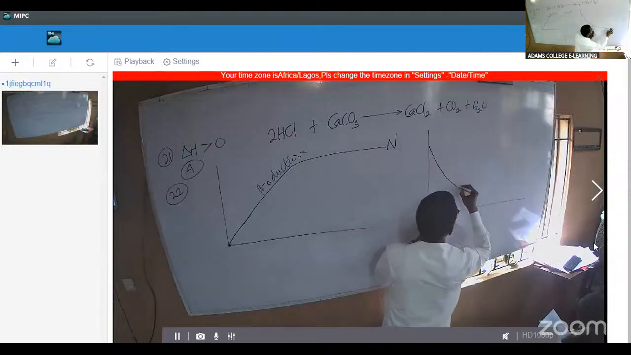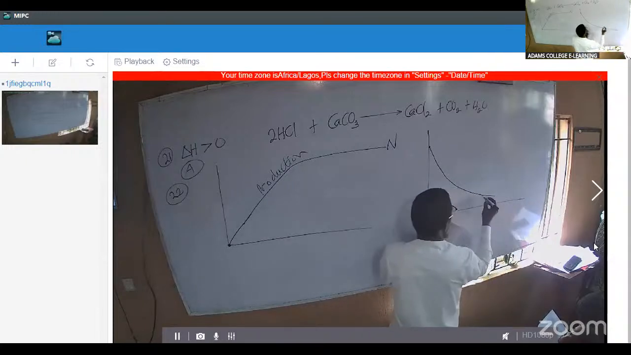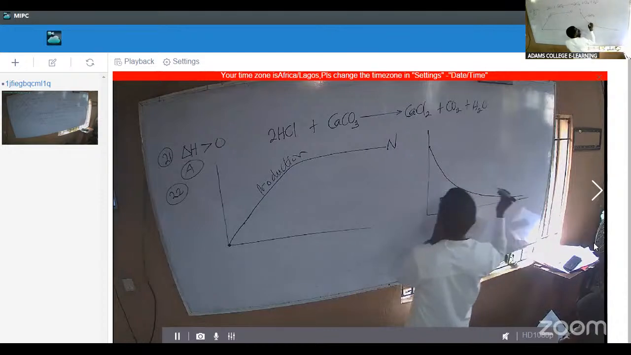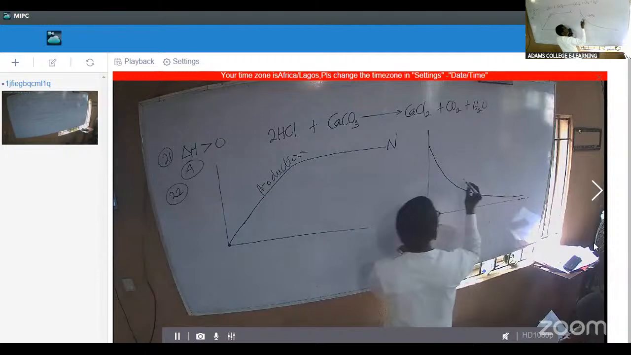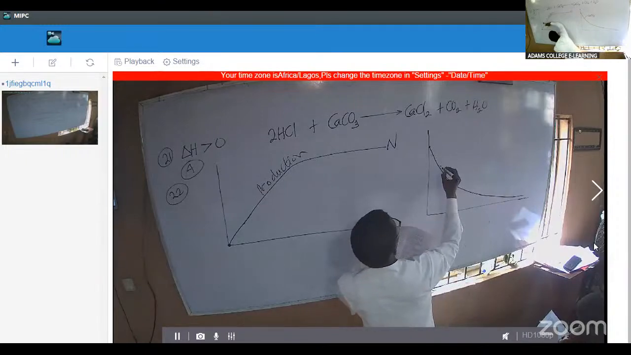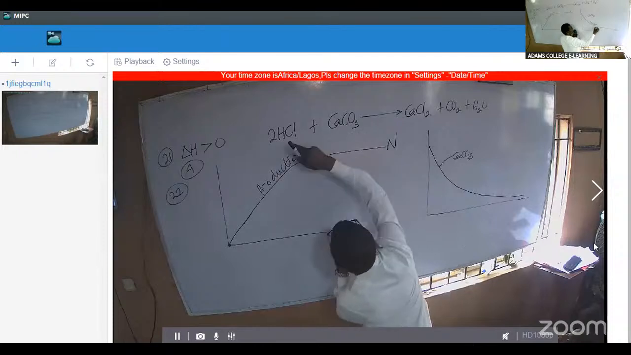We may not really get zero. That's it for calcium carbonate. Am I communicating? This is production, this is consumption. We are consuming what is on the left, and we are producing what is on the right. The same graph goes for CaCl2, this one is production. The same graph goes for HCl, this one is consumption.